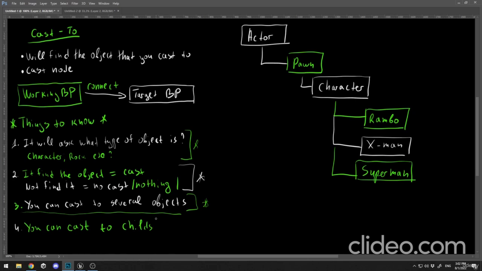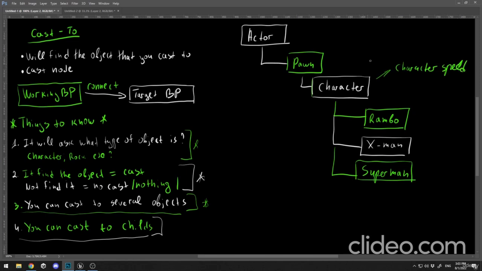And the fourth thing is that you can cast to children. And here in this hierarchy, I have actor, pawn, characters, and I put a few names about my characters: Rambo, X-Men, and Superman. So what you can do is, let's say, for example, we want to change the speed of all the characters, and the hierarchy is pretty important. And right now, let's say this character node is holding the character speed here.